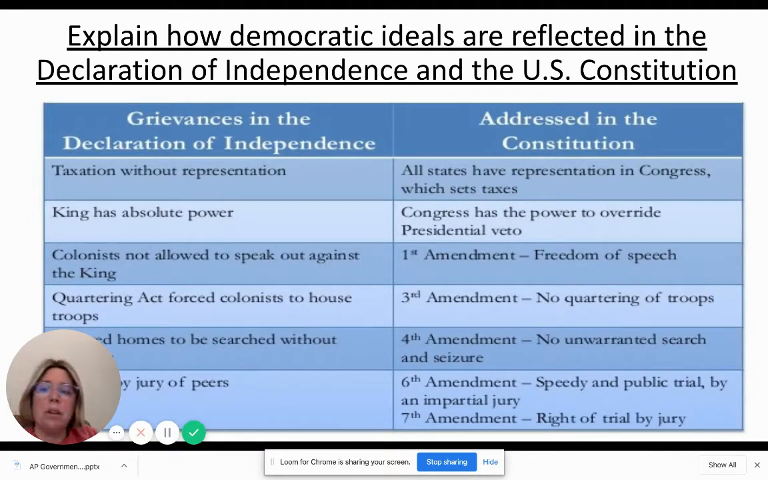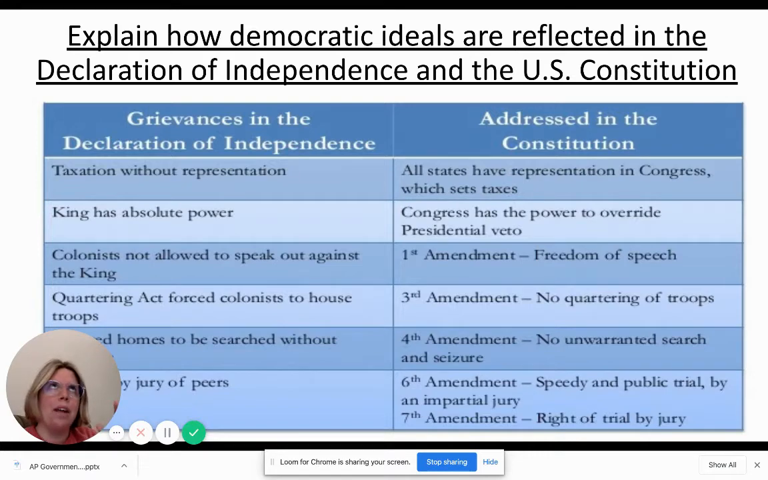There was taxation without representation. So how do we fix that in the Constitution? Basically, we said all states are represented. Every state gets representatives, doesn't even matter how small or big, and they set the taxes, basically. The king had absolute power. Now the president does not. And you also have divided power between three branches.